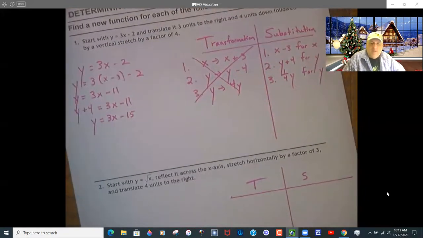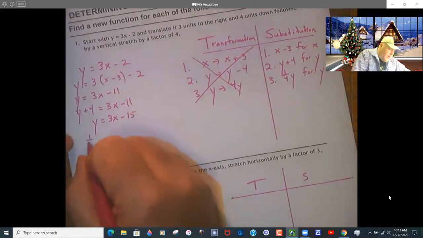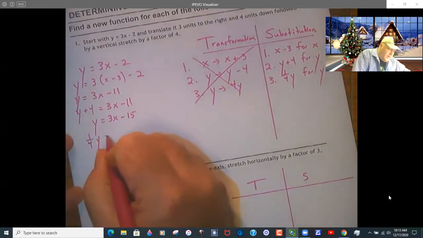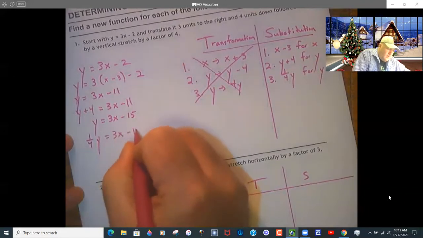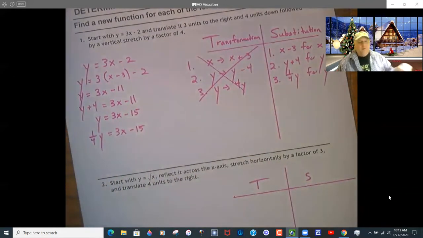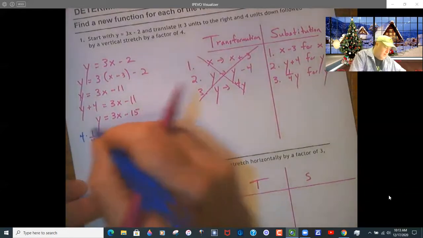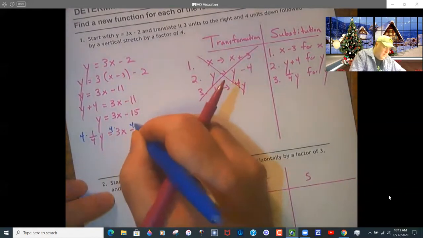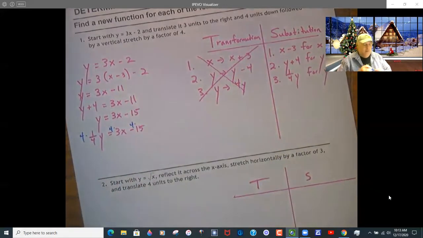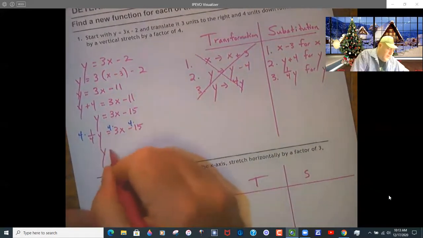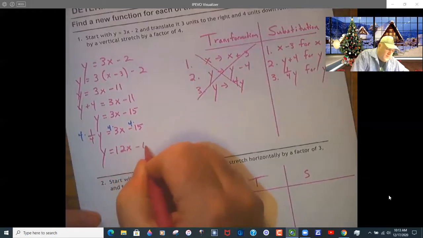Again, this is all in the video. I do exactly the same thing, I just go through all the problems. And then 1/4 y in for y, and we have to solve for y again. Well, what does it mean to solve for y now? We have to multiply everything by 4, left to right. I'll use a different color here to do that. So y equals 12x minus 60.